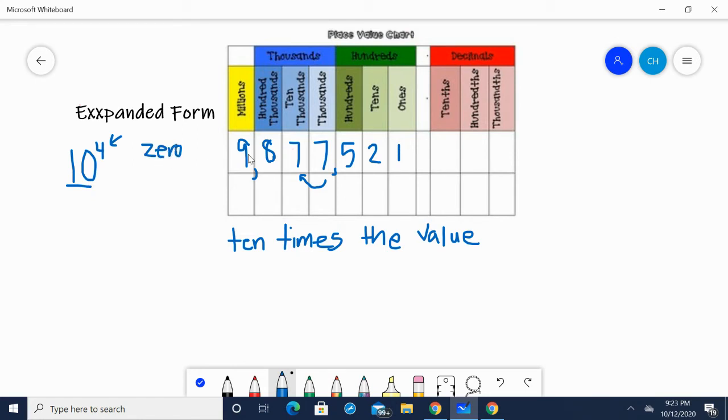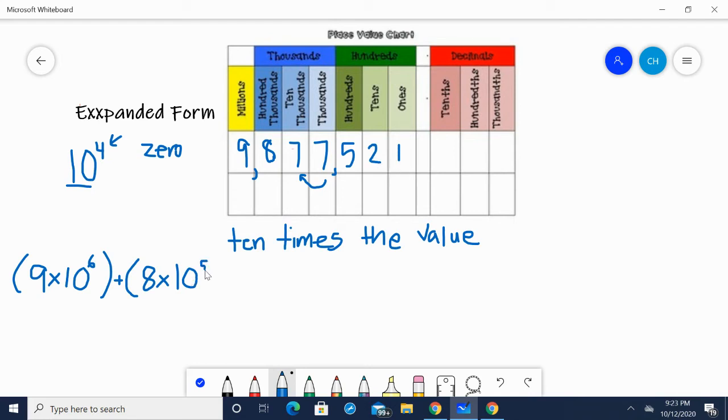So if I look at this chart, I know I have a 9 in the millions place. So I'm going to say 9 times, and let's see how many zeros would be after that. 1, 2, 3, 4, 5, 6. So that'll be times 10 to the 6th power. Okay. Then I'm going to add that. I'm going to look at my next place. I have an 8 in the 100,000s place. 8 times 10, and let's see how many places after that. 1, 2, 3, 4, 5.